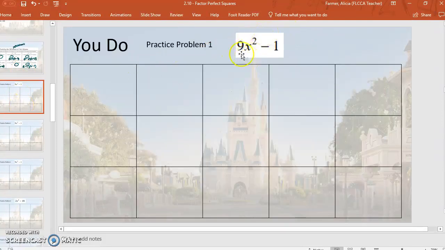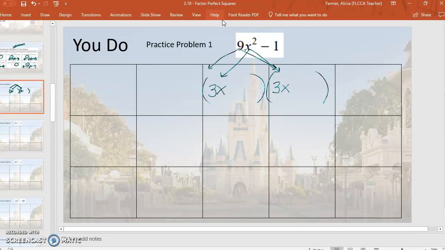So let's do practice problem 1. So we have a subtraction problem, doing great here. Then 9 is a perfect square, x squared is a perfect square, and 1 is a perfect square. Woohoo! This is beautiful. So let's go ahead and do 2 parentheses. 9 breaks down into 3 times 3. X squared breaks down into x times x. 1 breaks down into 1 times 1. And one of them gets a plus sign, one of them gets a minus sign. Doesn't matter which one. This is getting pretty easy, huh?